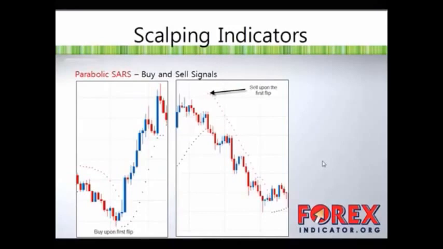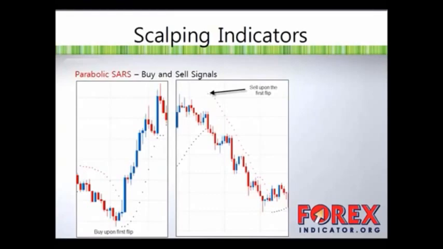However, you can't use the parabolic SAR alone in a scalping trade. You need to have a higher probability of winning, and therefore you need to combine this with support and resistance and other indicators. So that's the first indicator in this scalping indicator tutorial.